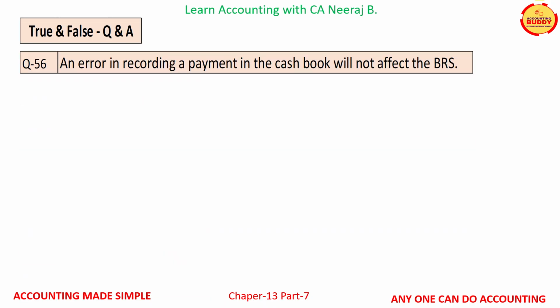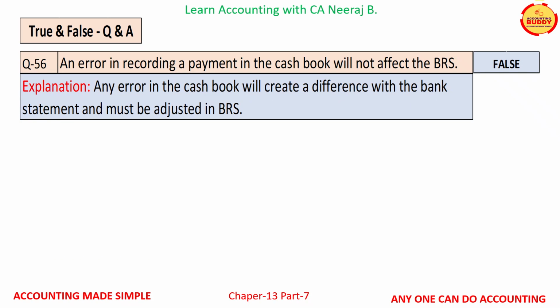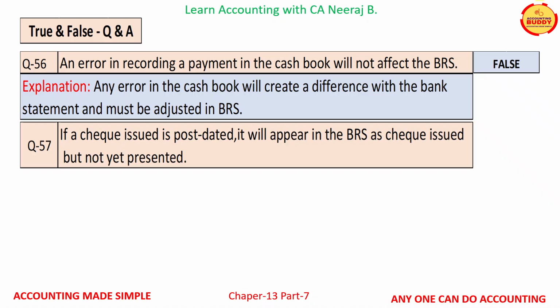Question number 56 is, an error in recording a payment in the cash book will not affect the bank reconciliation statement. This is a false statement. Any error in the cash book will create a difference with the bank statement and must be adjusted in the bank reconciliation statement.